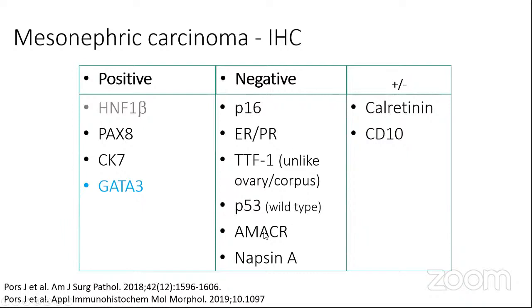And if your differential is with clear cell, again, racemase and napsin can be helpful because these are negative in mesonephric carcinomas. Older immunohistochemical stains like calretinin and CD10, yes, they tend to be positive in these tumors, but they're very non-specific. So you want to do a panel that includes all of these markers.